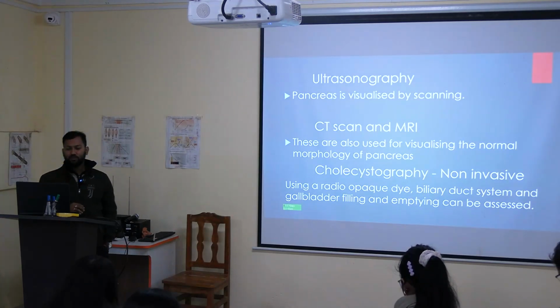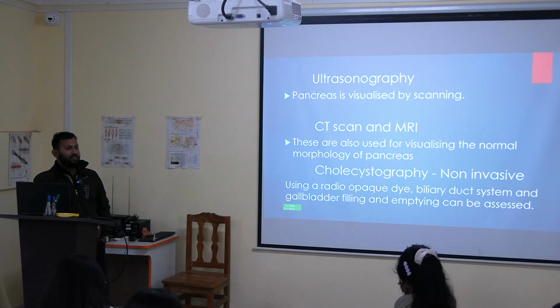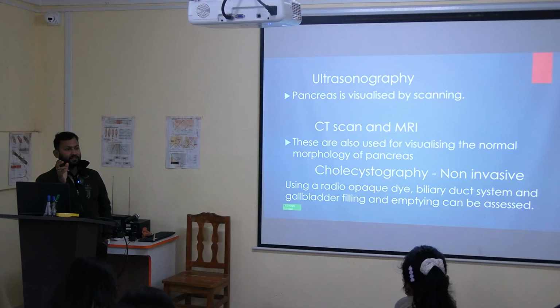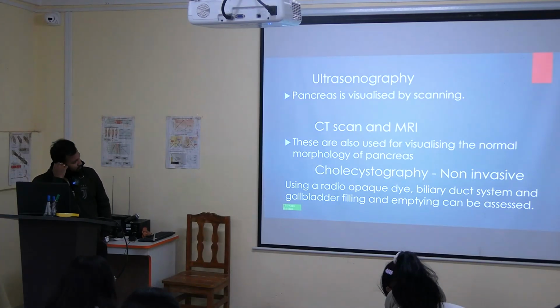So what other tests can you do? Ultrasonography. Pancreas is visualized by scanning. So we can scan the whole of the abdomen, and we can see whether there is any structural abnormality within the pancreas or not, whether the pancreas has grown in size, whether there is any atrophy or not. We can see all these things by ultrasonography. Then CT scan and MRI. These are also used for visualizing the normal morphology of the pancreas.